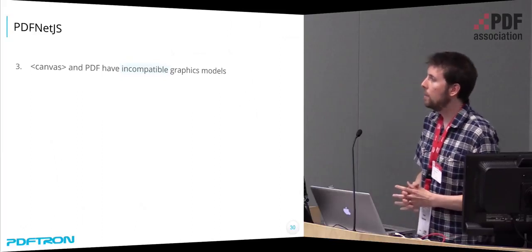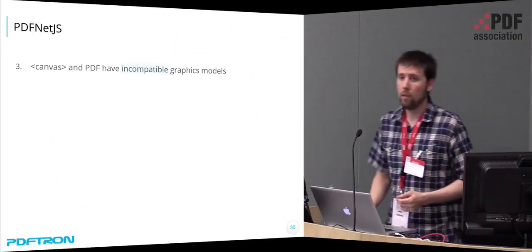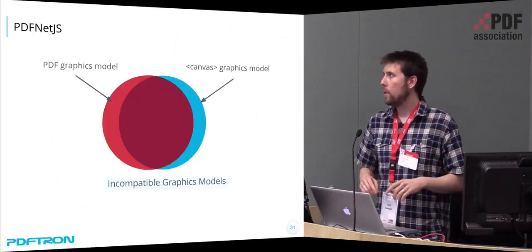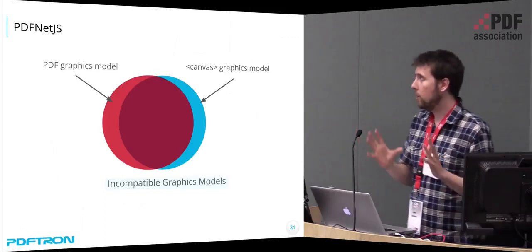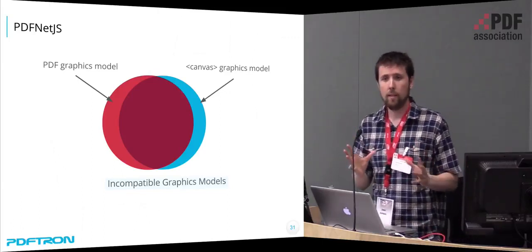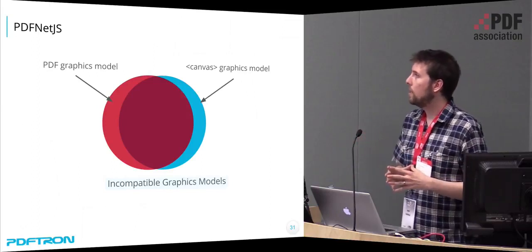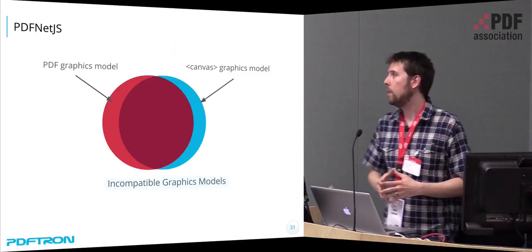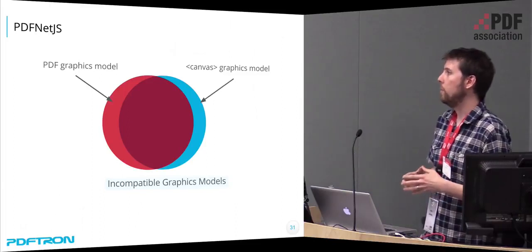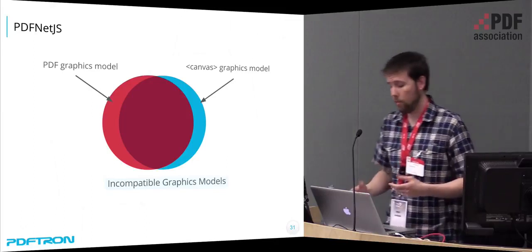Lastly, Canvas and PDF have incompatible graphics models, meaning there are certain things that PDF can do and represent within the PDF file, and there's another set that Canvas can understand and do. There's a lot of overlap, but it is not an exact match. So if you have a PDF feature that sits outside of Canvas, you run into trouble.